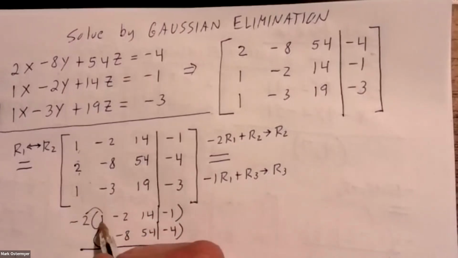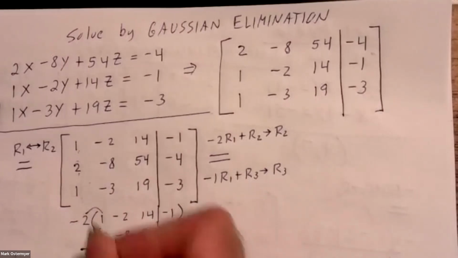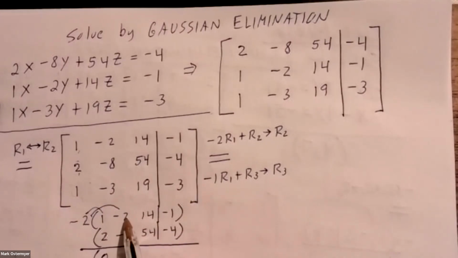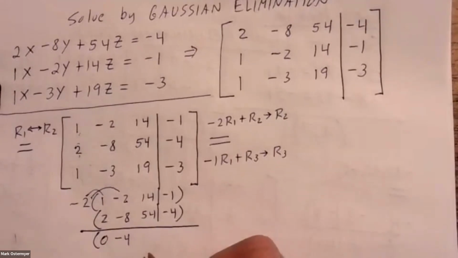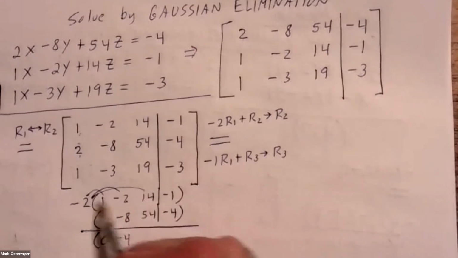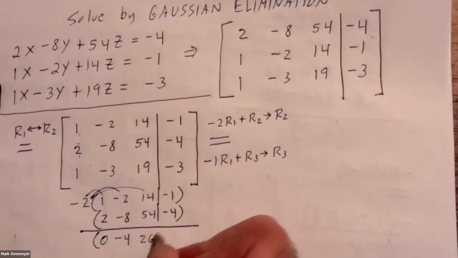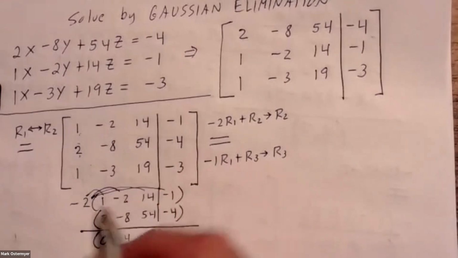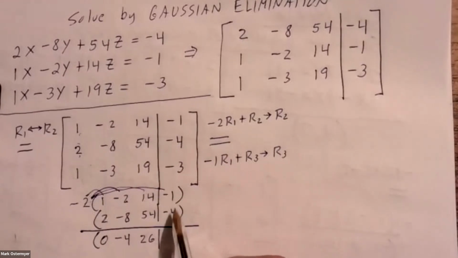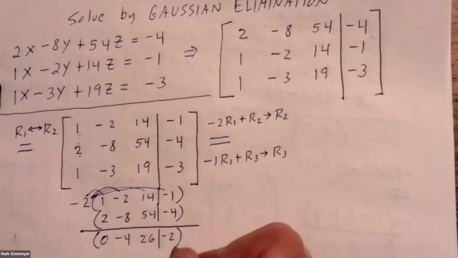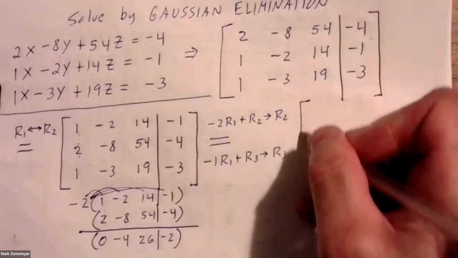So here we go. -2 times 1 is -2 plus 2 is 0. -2 times -2 is 4. 4 plus a -8 is a -4. Concentrate. Don't go too fast. You make one mistake, the whole thing's toast. -2 times 14 is -28. -28 added to 54. What's 54 minus 28? That's 26. -2 way over here times a -1 is a +2. +2 plus a -4 is a -2. There's your new equivalent row 2.